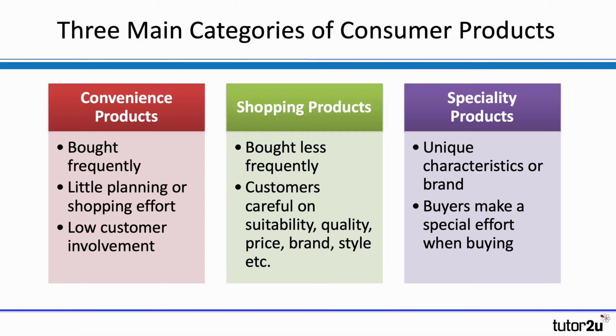Convenience products are those which are bought frequently, not much effort involved in them. We spend more time and perhaps invest more thought in our choice of shopping products. And finally, a lot of time spent and careful consideration when we decide which specialty products to buy.